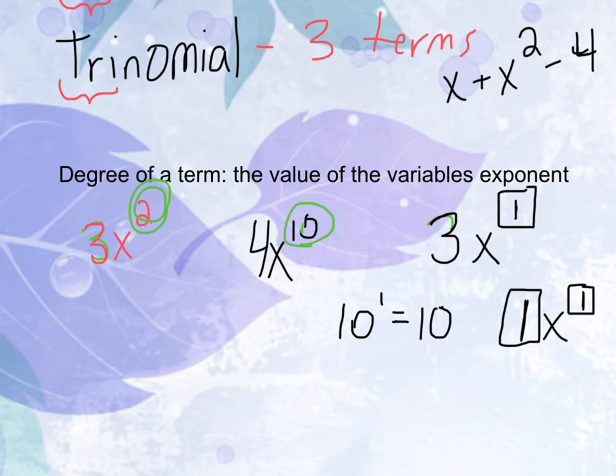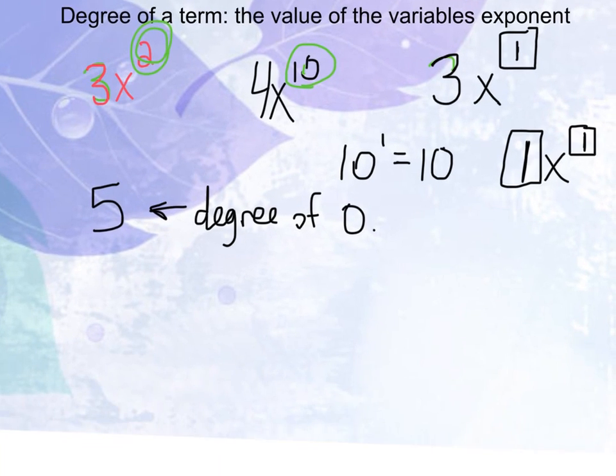And finally, the second weird case is if you're dealing with a term that has no variable. For example, 5. This actually does have a degree, and in this case, it has a degree of 0. It's a little weird of a reason why, but I'm going to try my best to explain.